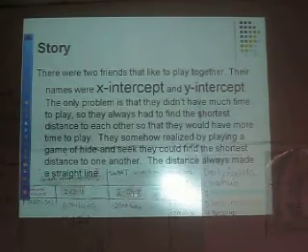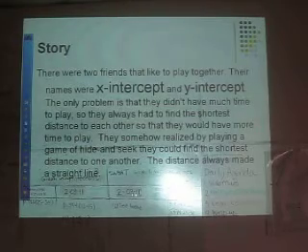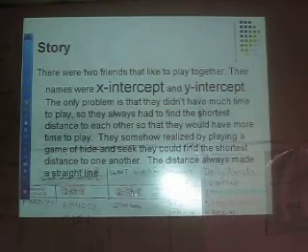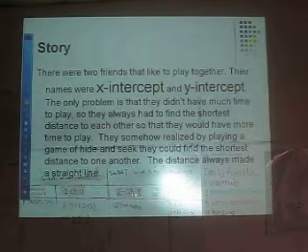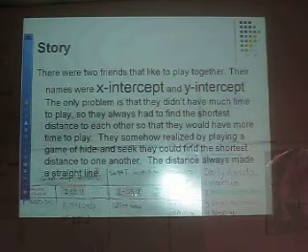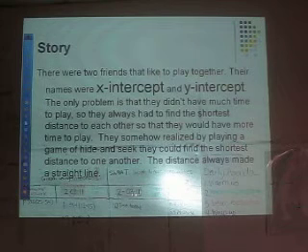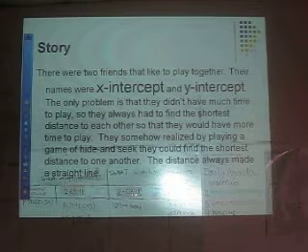There were two friends that liked to play together. Their names were x-intercept and y-intercept. The only problem was that they didn't have much time to play, so they always had to find the shortest distance to each other, so they would have more time to play.